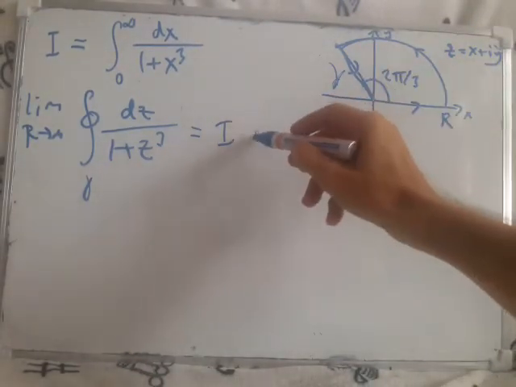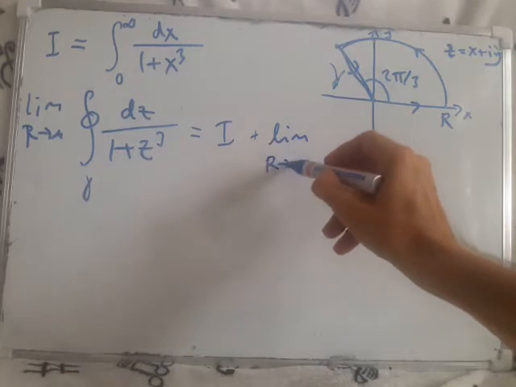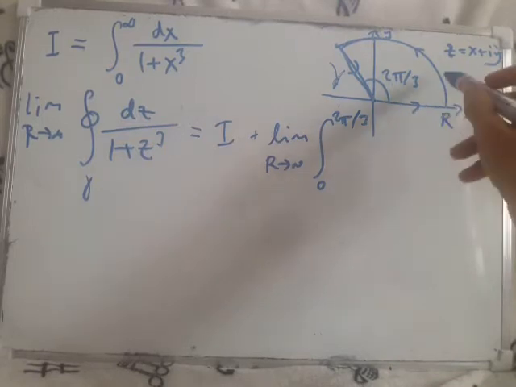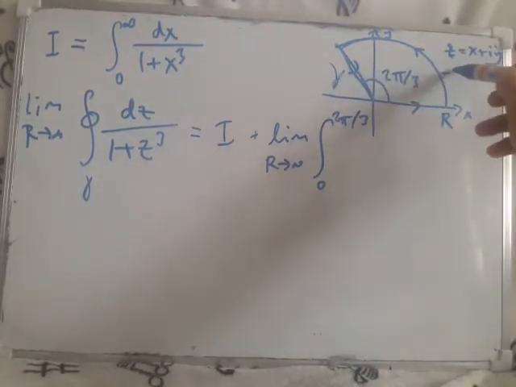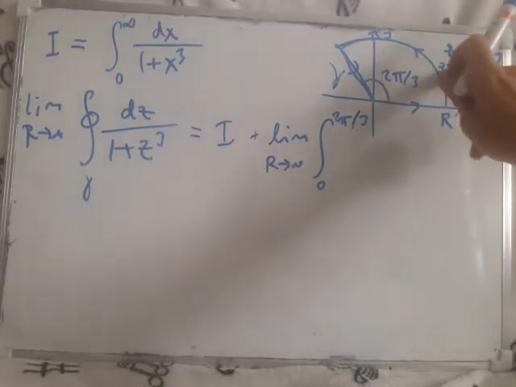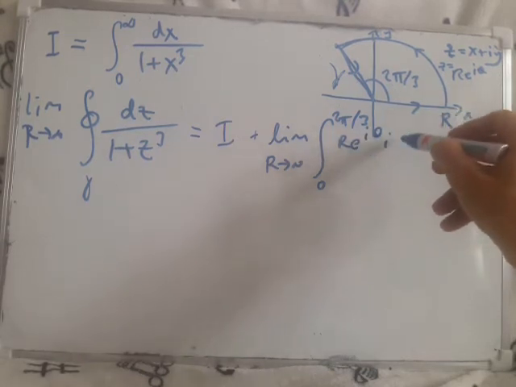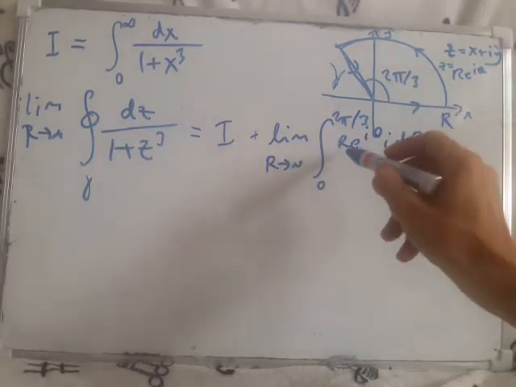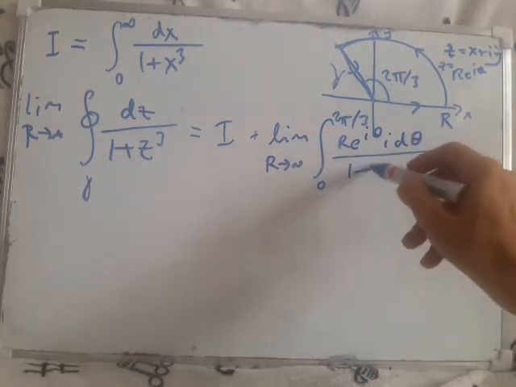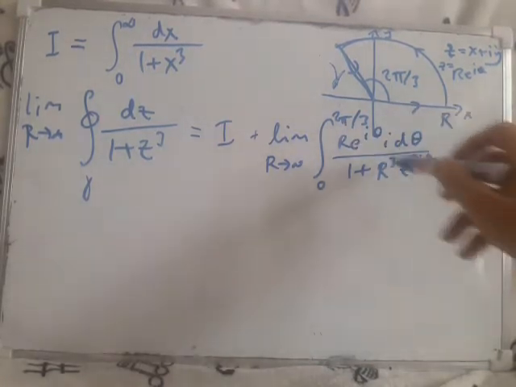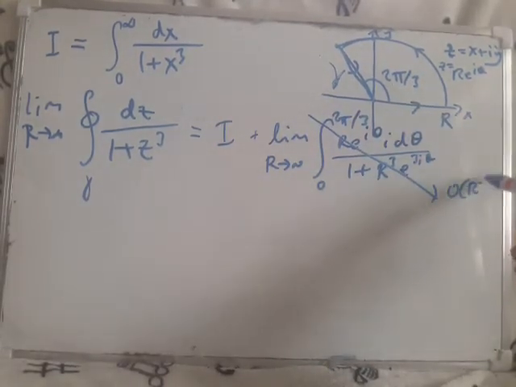Around here, I've got the limit as r goes to infinity from 0 to 2 pi by 3, and dz, well, here I've got z equals r e to the i theta. So dz is r e to the i theta i d theta, and on the bottom I've got 1 plus r cubed e to the 3 i theta. So no problem, this goes off like r to the minus 2, which tends to 0.